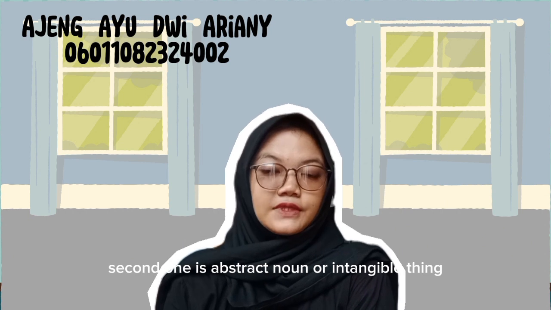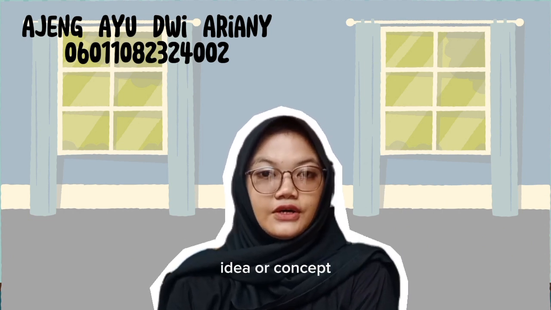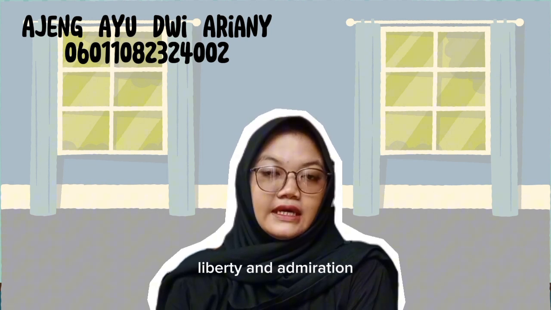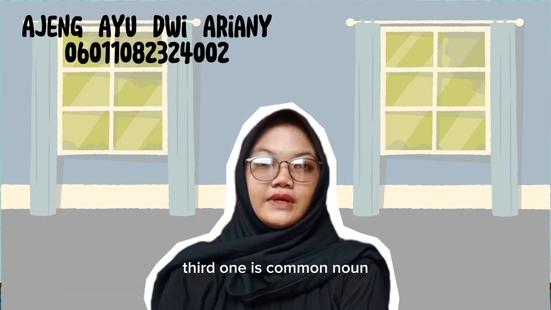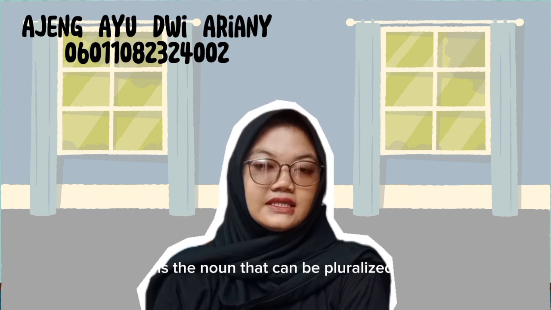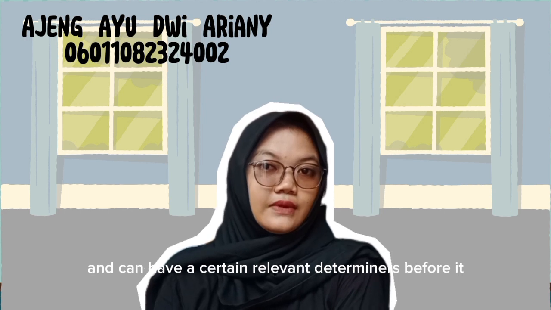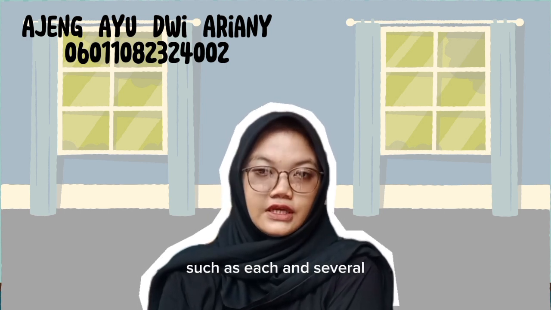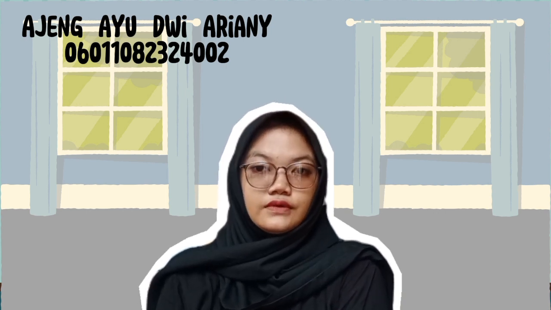Second one is abstract noun, or an intangible thing, idea or concept. For example, love, liberty, and admiration. Third one is count noun, which is a noun that can be pluralized, can be modified by a numeral, and can have certain relevant determiners before it, such as each and several. For example, dog, car, and house.